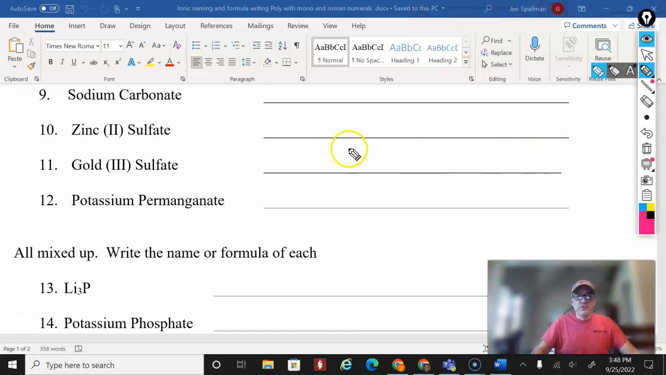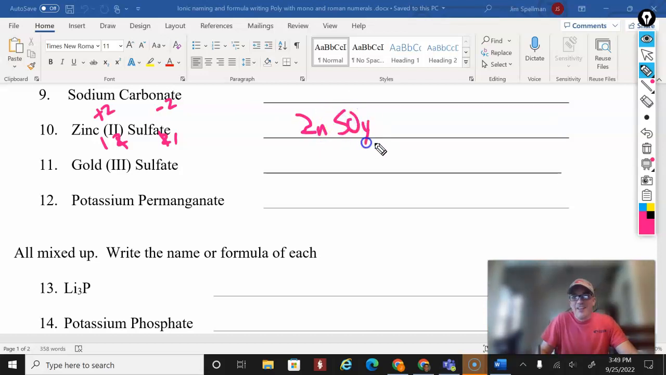Right, zinc sulfate. Zinc is a transition metal, so it already gives us the oxidation number for zinc. Sulfate again is -2. So if we ever get to the point with this +2 and -2, if we crisscross, we get 2 and 2, which is going to reduce to 1 and 1, and then we don't even write the 1's. So the formula for zinc sulfate is just Zn and then SO4. I don't put parentheses around it because I've only got one of them, and we're done.